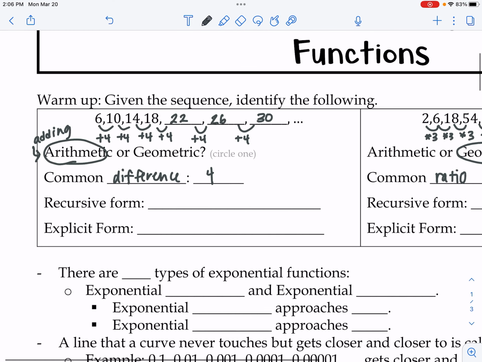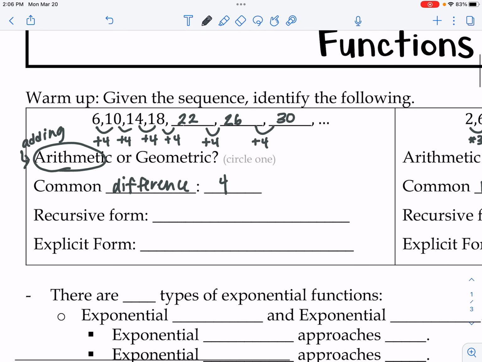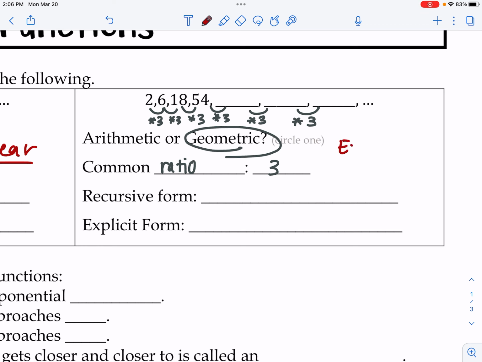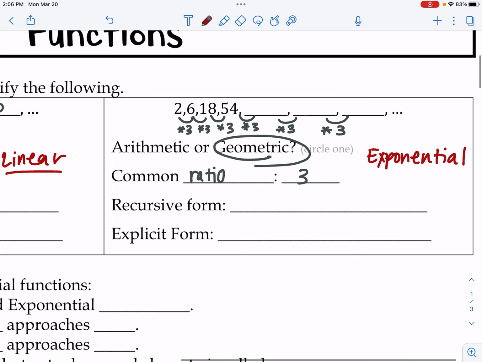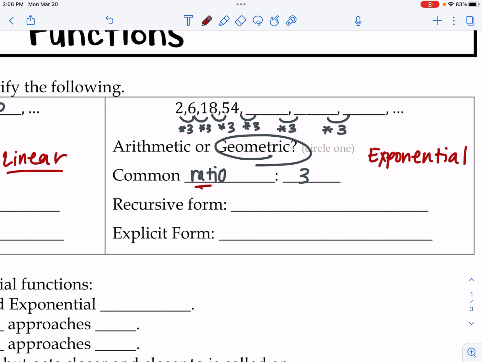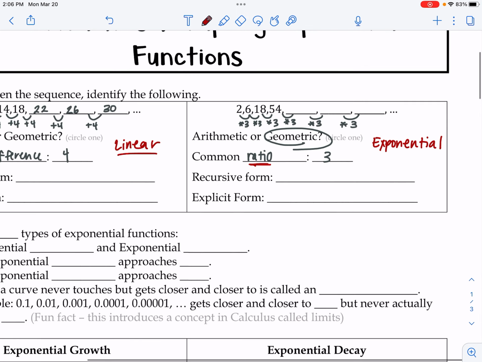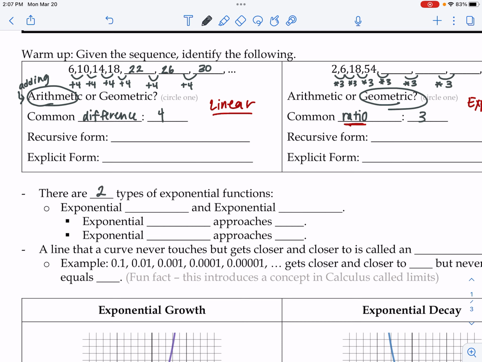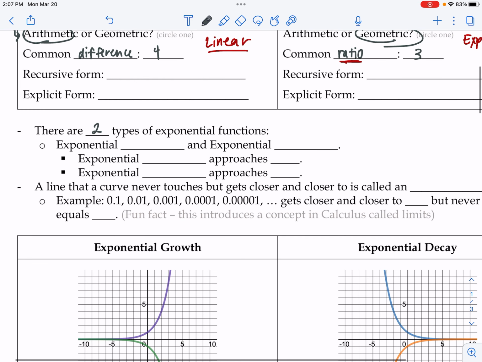We talked about how arithmetic sequences correspond to linear functions. Geometric sequences correspond to what we're talking about today, and that's exponential functions. It's a common ratio, meaning we are now multiplying instead of adding. And so there are 2 types of exponential functions: exponential growth and exponential decay.